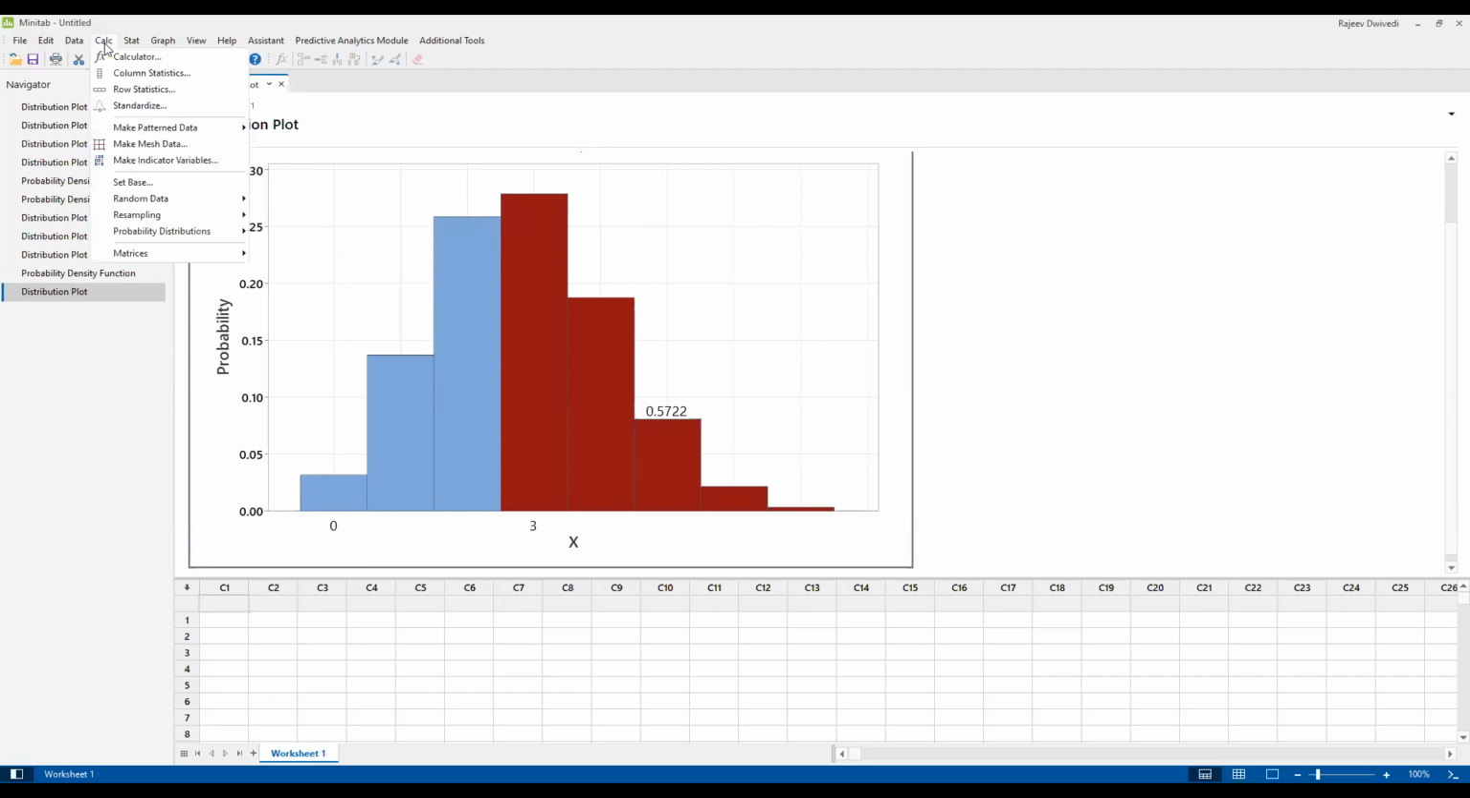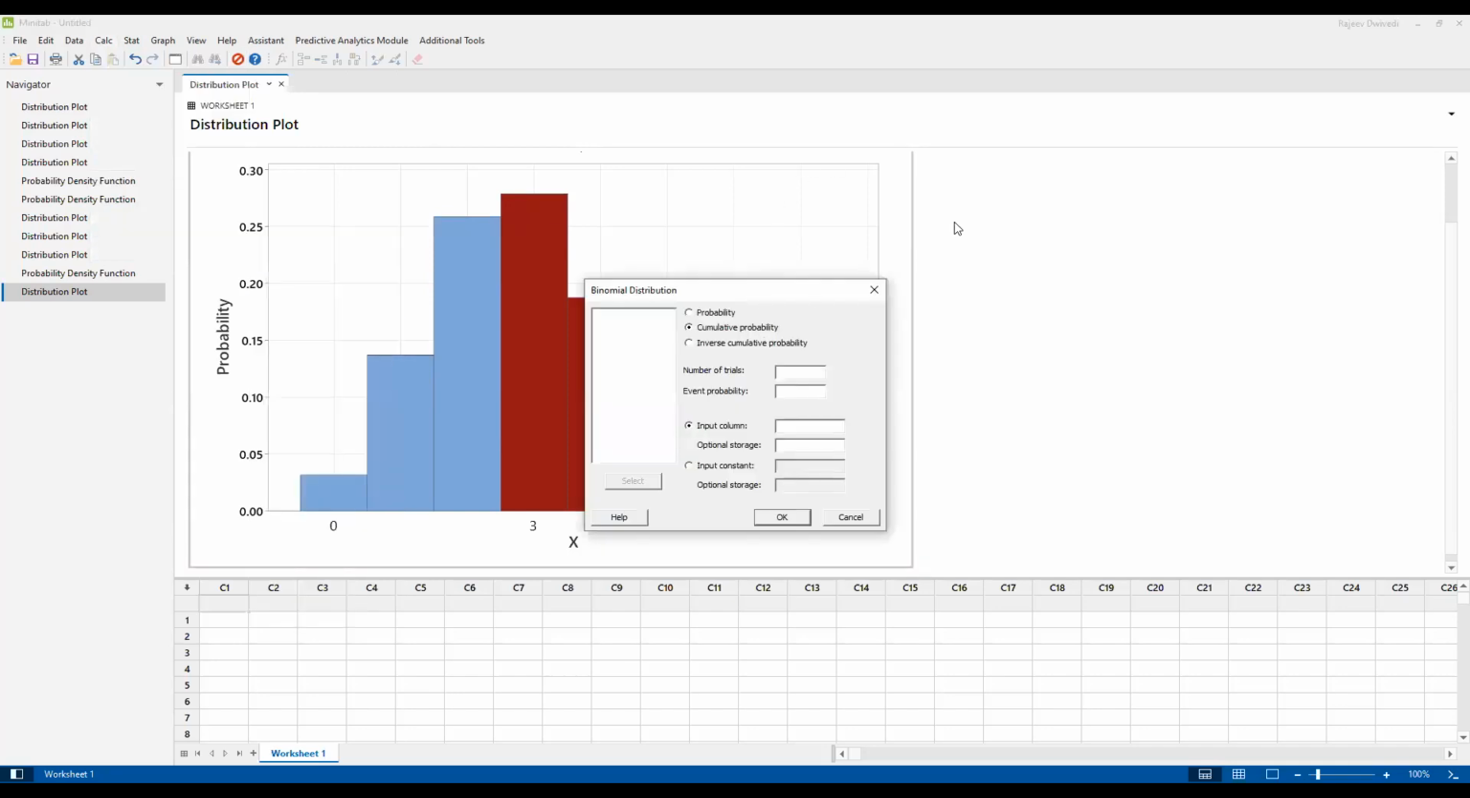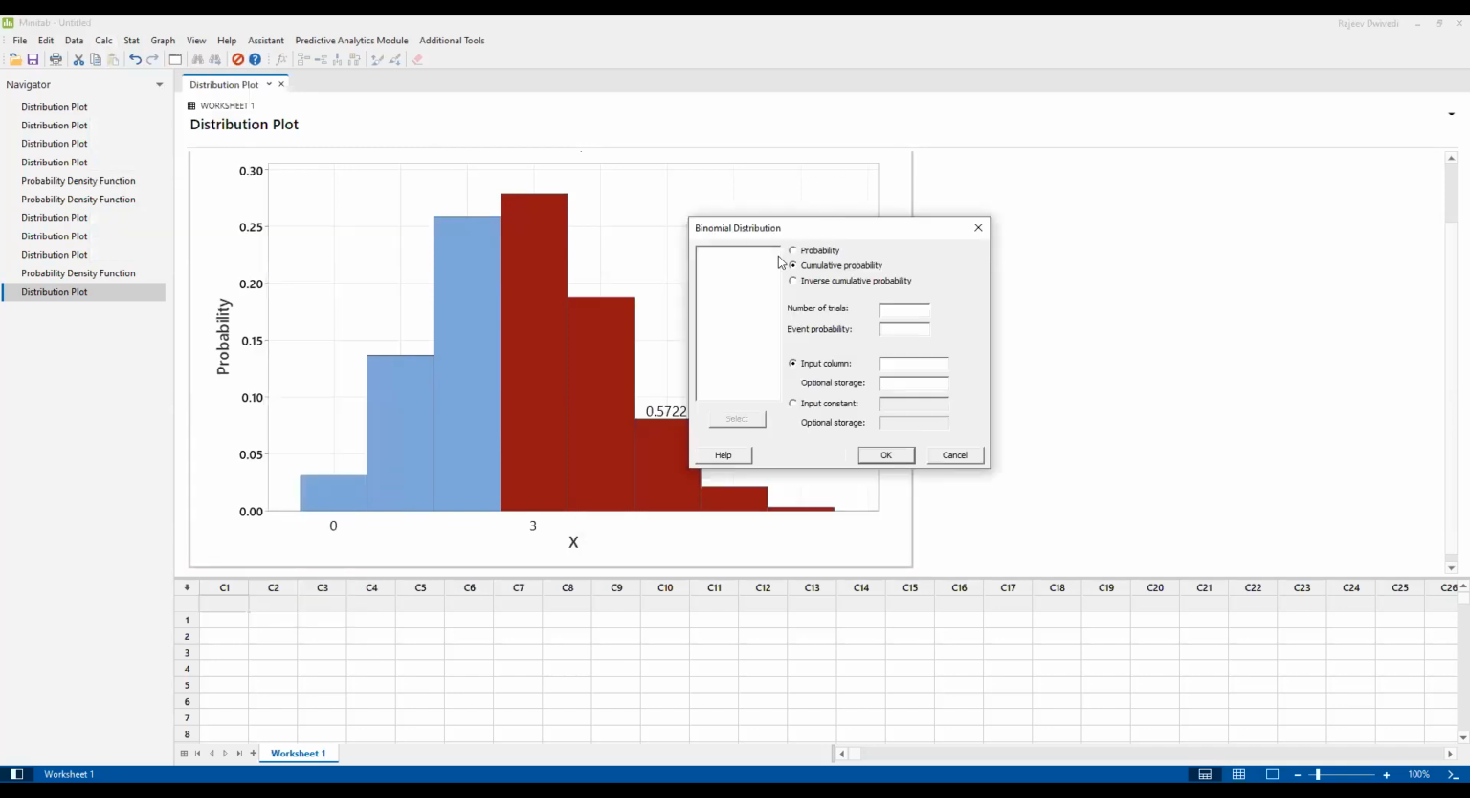So here we have the calculator. Under calculator, you have probability distribution. Under probability distribution, you have binomial. Now the options here are probability, cumulative, and inverse. If you want to see exactly a particular event, use probability. If you want to say more than, less than, and so on, use cumulative. If you are going to check inverse, then use this.